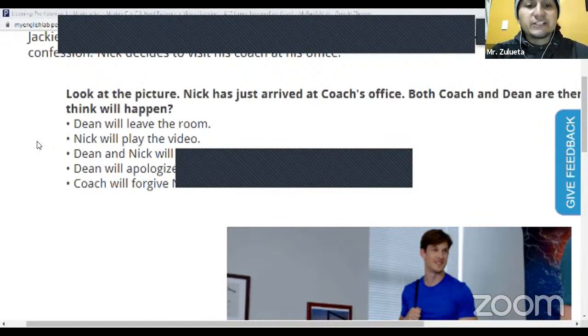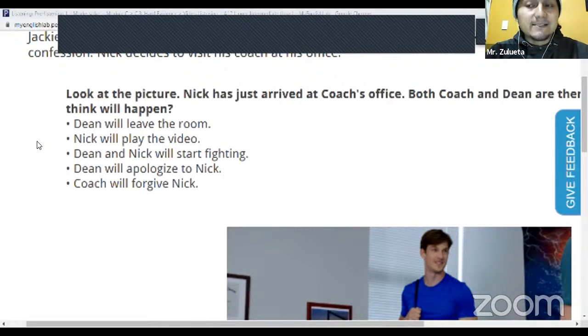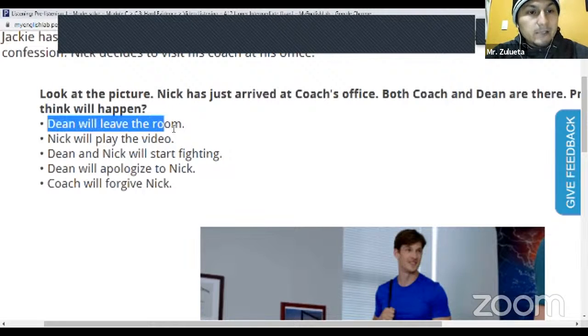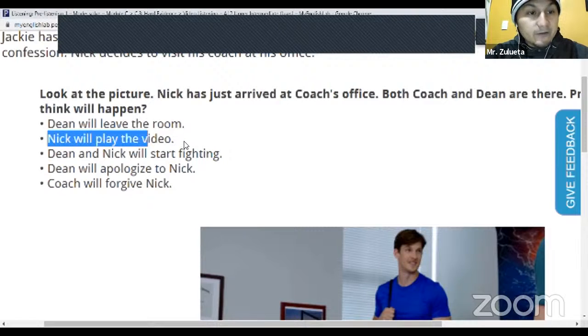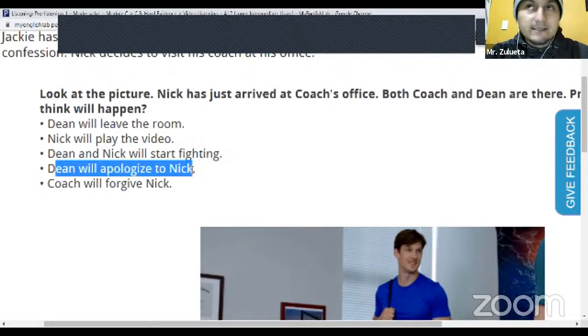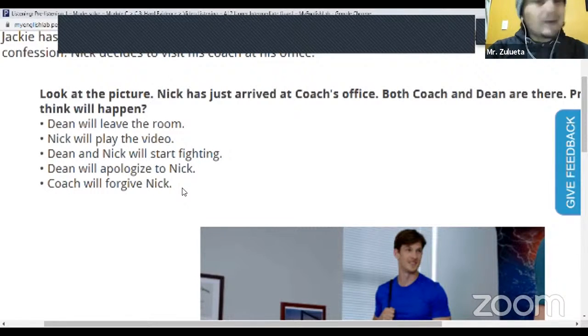Okay, so those are the predictions. Remember, a confession has been said. So this is the reaction. In my opinion, I think that Dean will leave the room, but Nick will also play the video. They are not going to fight. That's my prediction. I don't think Dean is going to apologize. That's the natural way people usually react. And coach will forgive Nick. I don't think he will forgive Nick, but rather, I think the coach will give Nick advice to cope, to overcome that situation. So make your predictions and let's see what happens in the end.